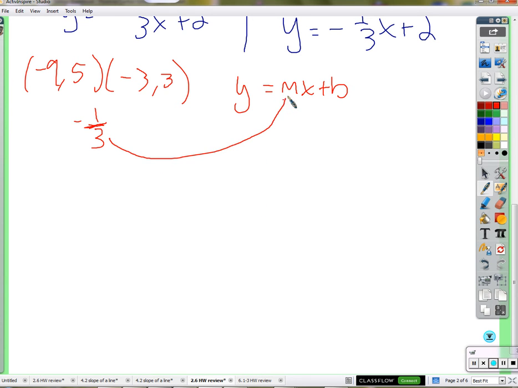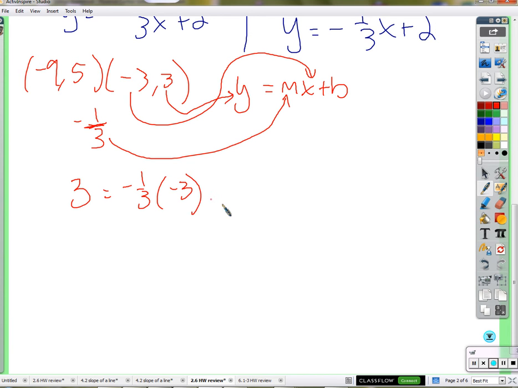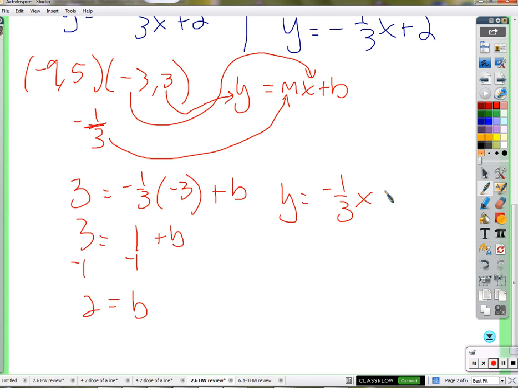I know the slope, don't I? Right. I know an x. Right. I know a y. Right. I just don't know what b is. So 3, that's the y value, equals negative 1/3 times the x value of negative 3 plus b. We're going to figure out what b is. 3 equals negative 1/3 times negative 3, which is positive 1. Subtract 1 from both sides. 2 equals b. Now y equals negative 1/3 x plus 2.